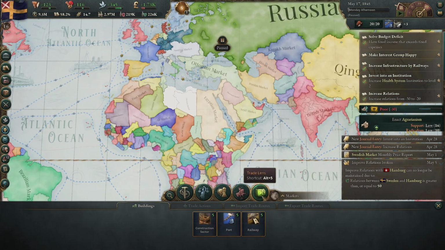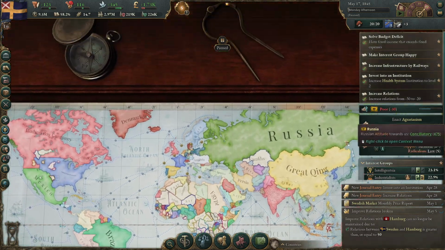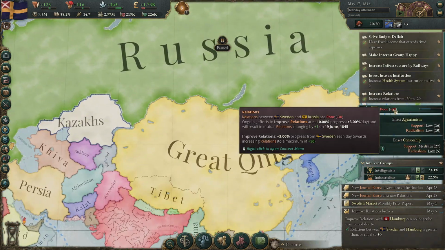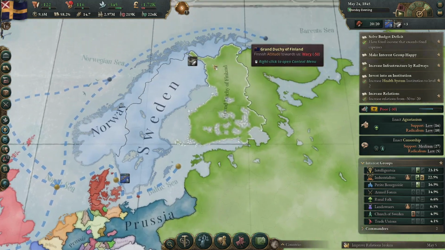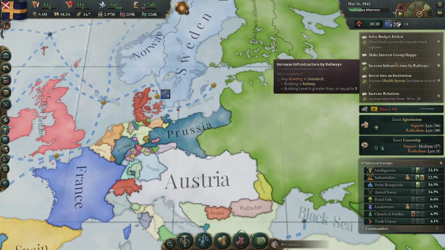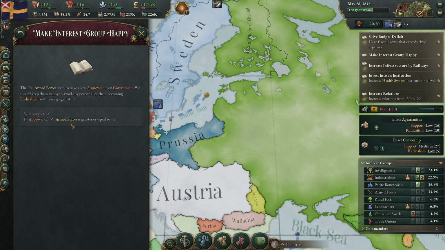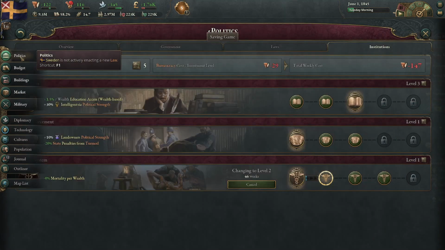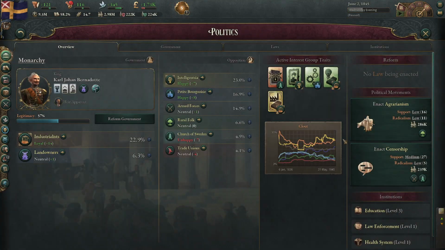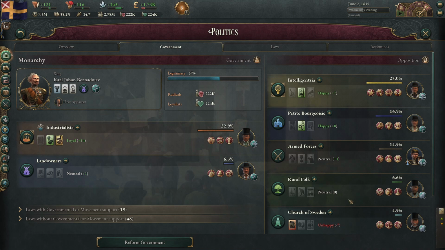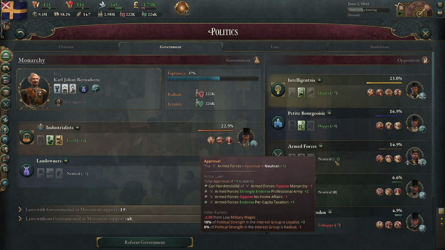I suppose if we improve relations with them, things would be a little bit better. I suppose in some ways by doing that, it stopped them attacking us because they are on our border. In interest group happy. Approval rating of the armed forces to 2. It's all happening now. Let me just pause again. Sorry about pausing.